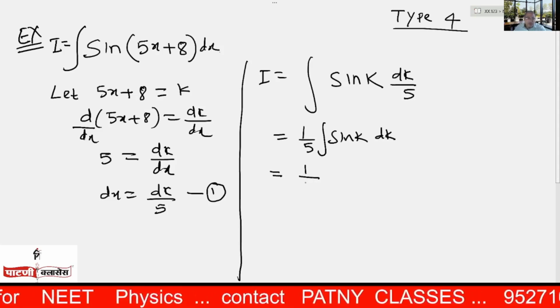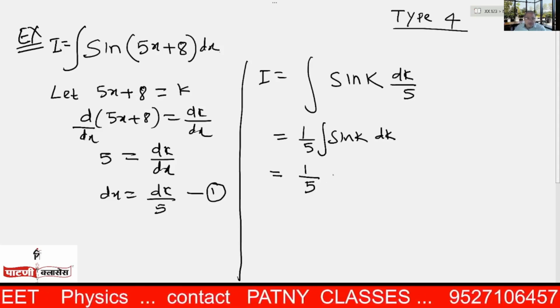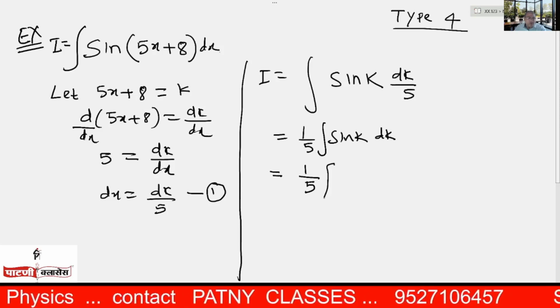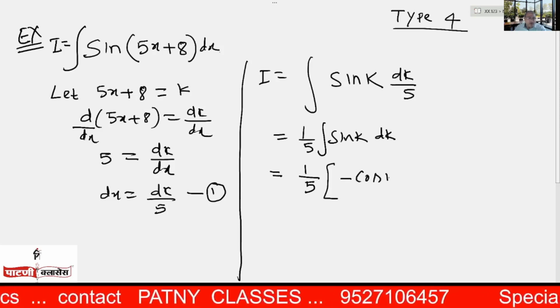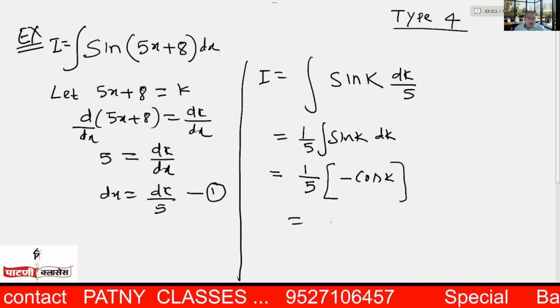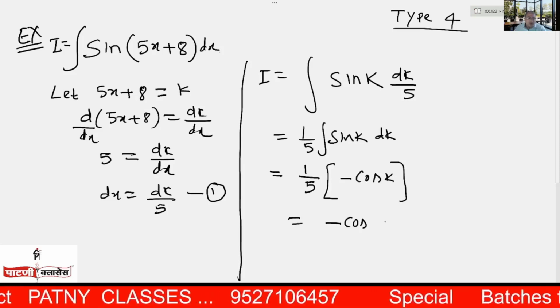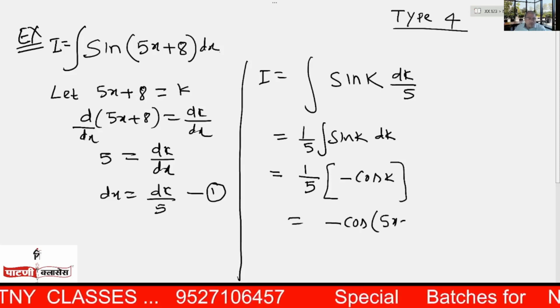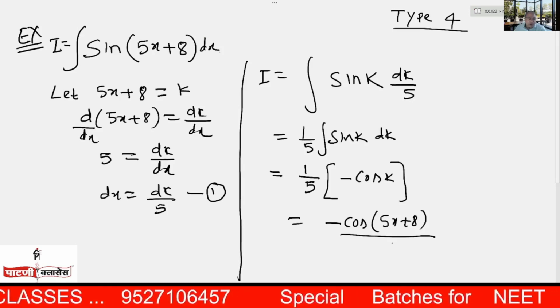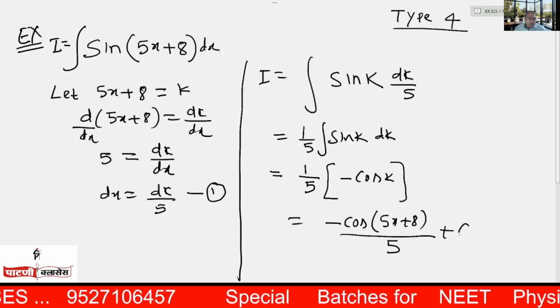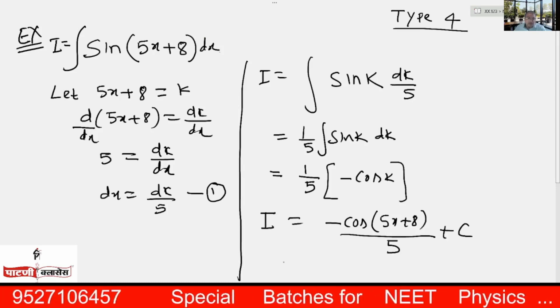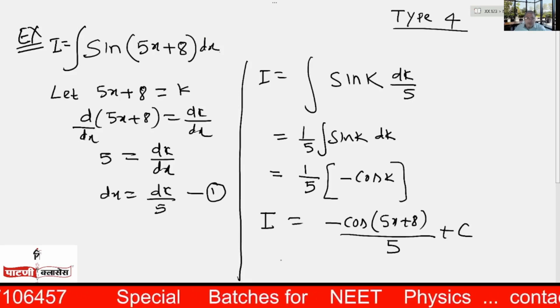So even in that case we have kept the expression equivalent to k. Now the integration of sine k is minus cos k, and minus cos k with k equal to 5x plus 8, upon 5, plus c. This is the solution of the given question.